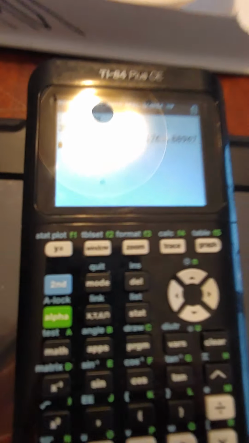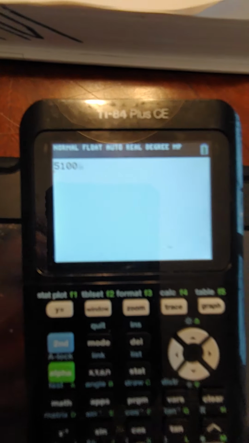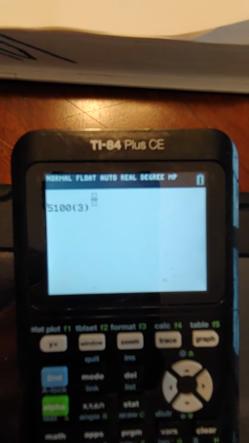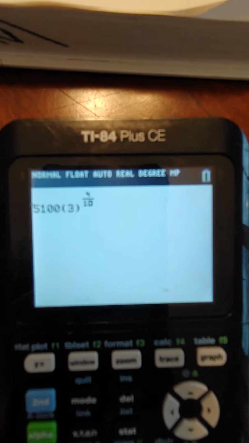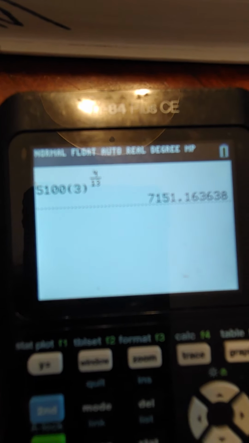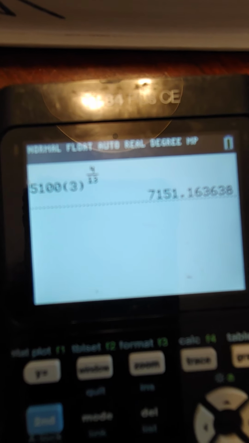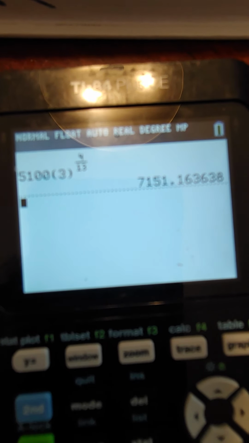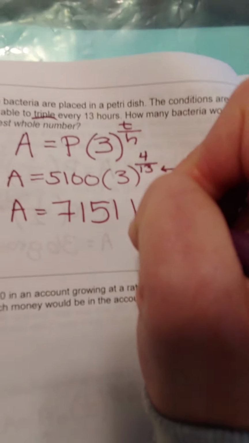All right, and now same deal. We're going to go to our calculator. Sorry about the glare there. And we're going to do 5,100 times 3 raised to the power of 4 over 13. Oops, gotta fix that. Can't look like that. Okay, notice it looks just like I had on the paper. All right, so how much bacteria would there be after 4 hours? Rounded to the nearest whole number is 7,151 bacteria.